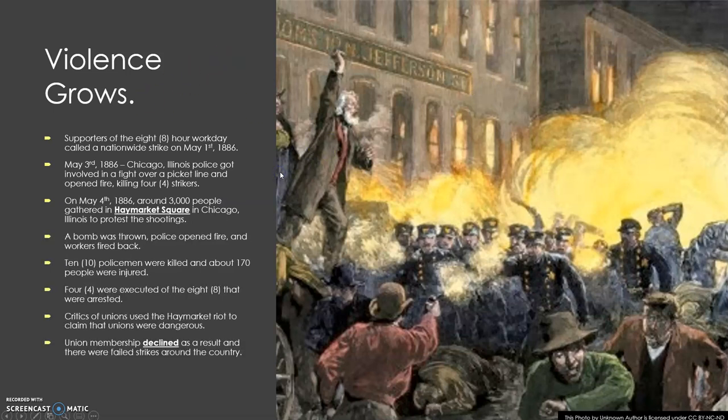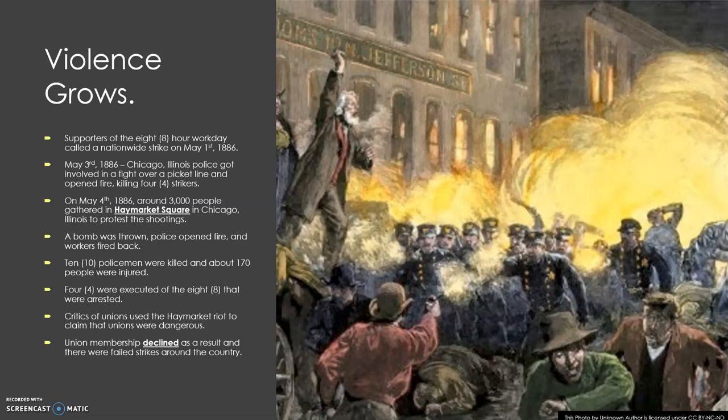A bomb was thrown, police opened fire, and workers fired back. It's kind of what you see here in the picture. The bomb going off, police officers here opening fire on the crowd, some of the workers or strikers here. Here's a man yelling. So, in the long run, 10 policemen were killed and about 170 people were injured. 4 were executed of the 8 that were arrested.